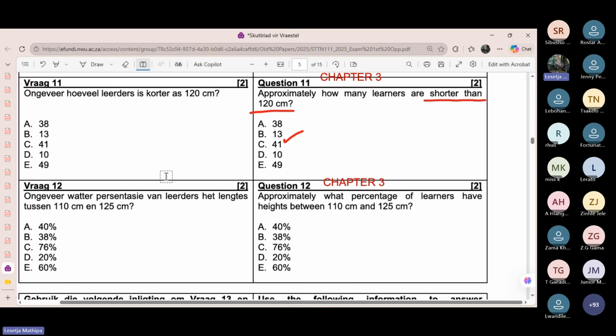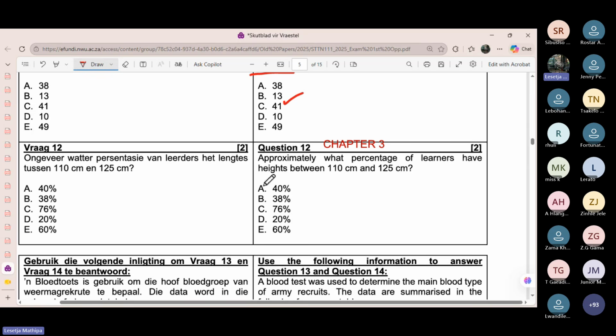Yeah, so let's see. Question 12 says: approximately what percentage of learners? So keyword number one is the percentage of learners. What percentage of learners have heights between 110 centimeter and 125 centimeter? So now they want 110 centimeter and 125 centimeter.